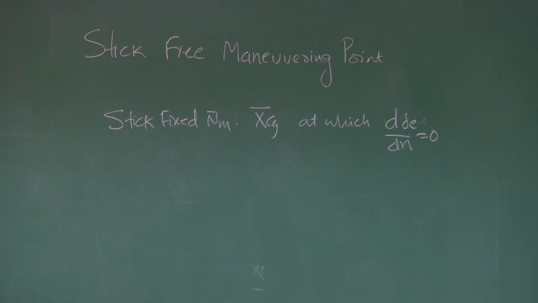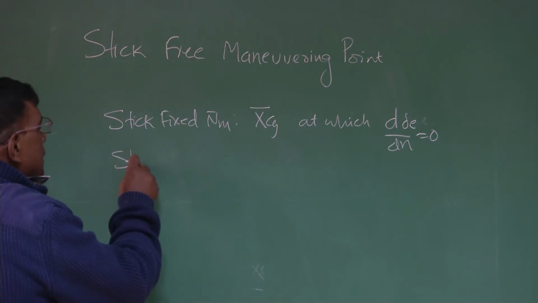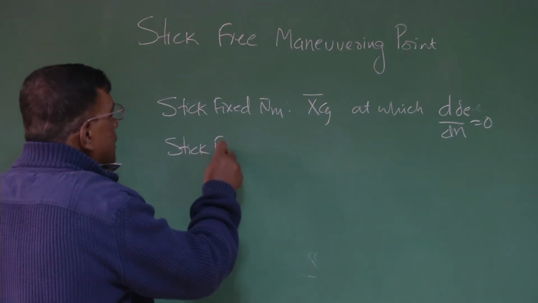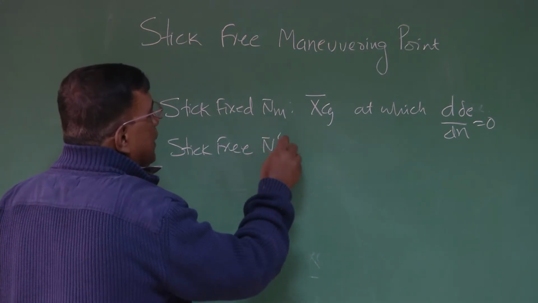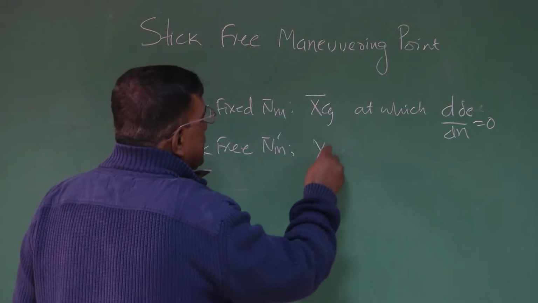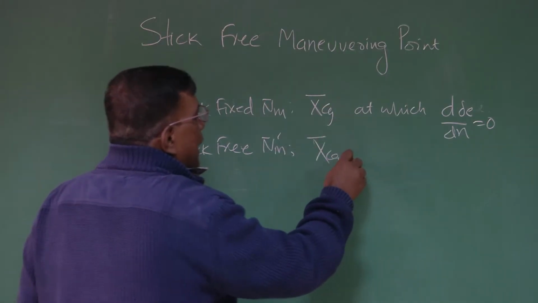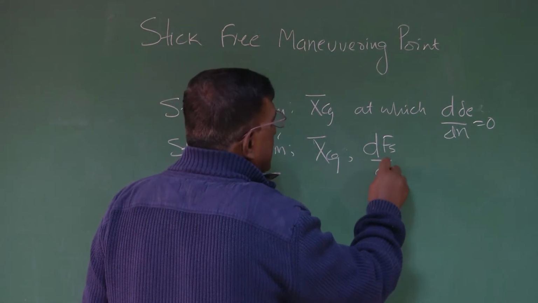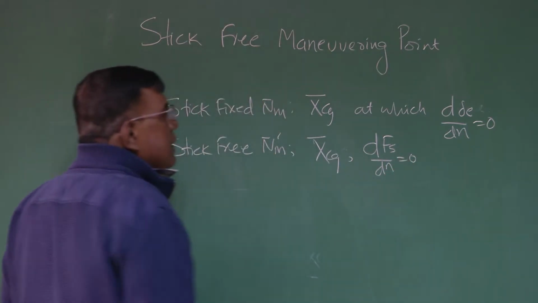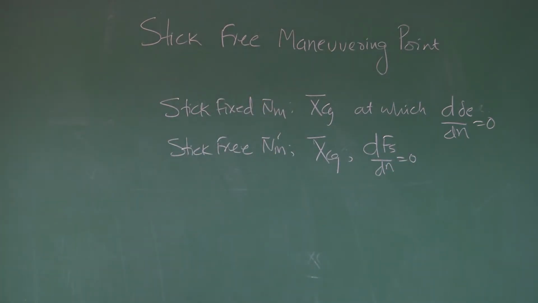Isn't it? That is how we did. Now, if we look for the stick-free maneuvering point, stick-free Nm bar prime, that is the xcg location at which dFs by dn equals 0. What is n here? It is the load factor. So, what sort of an experiment do we do?